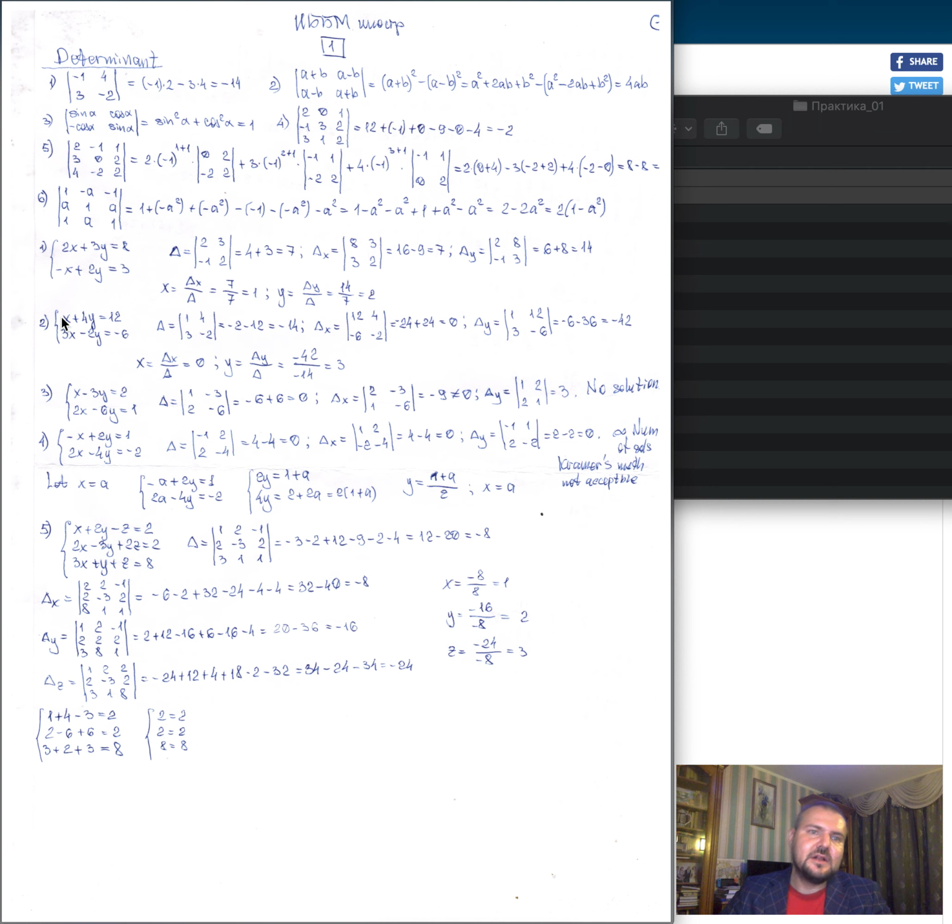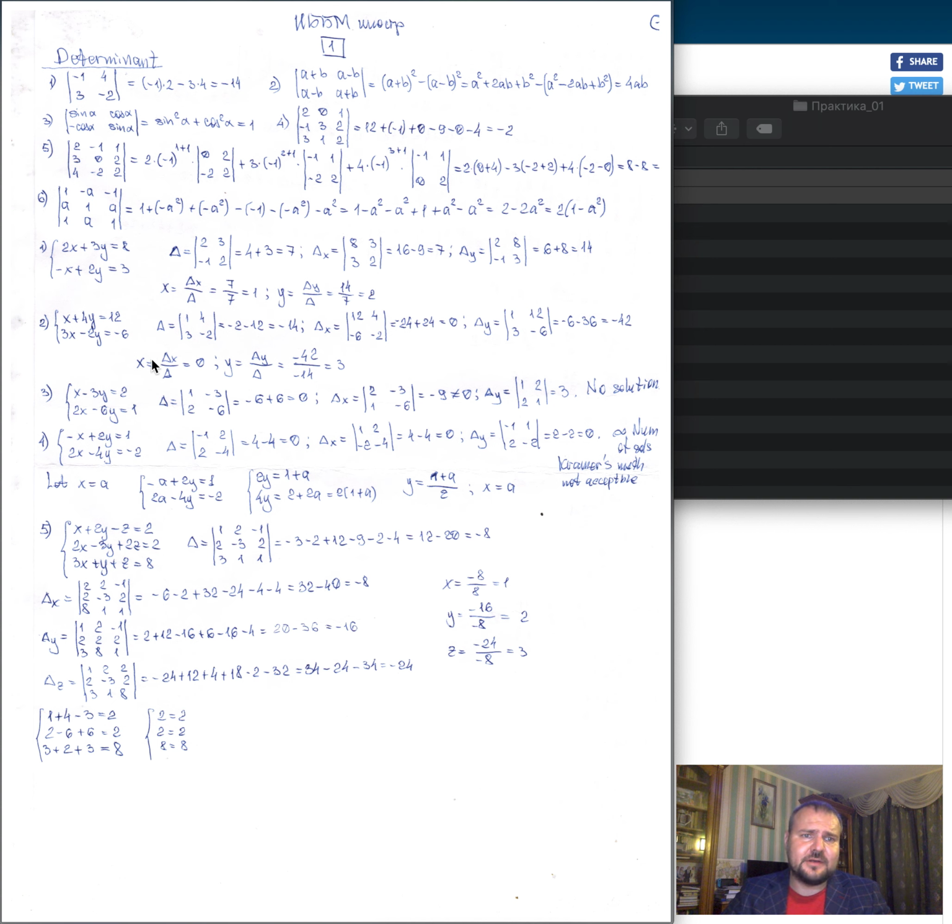Another example: 1x plus 4y equals 12, 3x minus 2y equals minus 6. We calculate the main determinant, the values before x, 1 and 4 in the first line, and in the second line 3 and minus 2. Calculate the determinant. For the determinant of x, we change 1 and 3 in the first column to the right column values 12 and minus 6. Calculate it. The determinant of x here would be equal to 0.